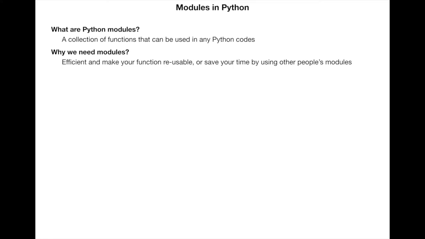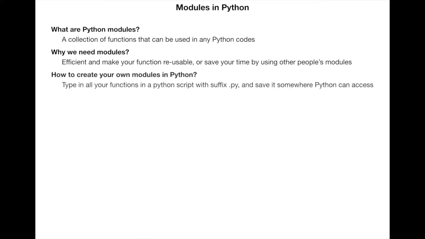For example, nowadays, whenever you want to do something, you always go look for a module that has been developed by someone else who does a specific set of things, right? So how do you create your own modules in Python? This is something we're going to try in this lecture, and it is very simple. Basically, you type all your functions in a Python script with the suffix .py and save it somewhere Python can access. For example, today you're going to create a Python module and save it in your working directory, so Python knows exactly where it is.